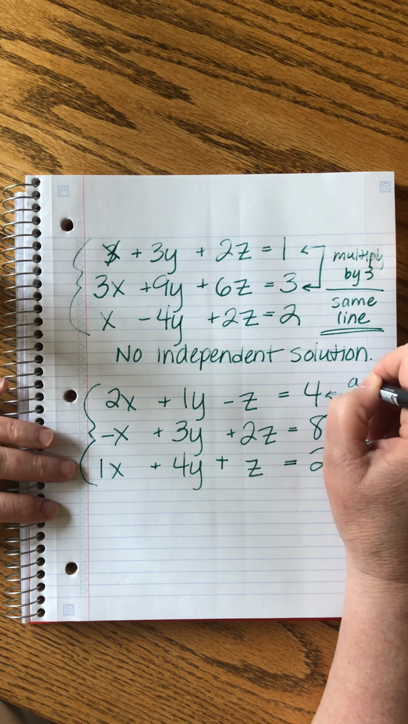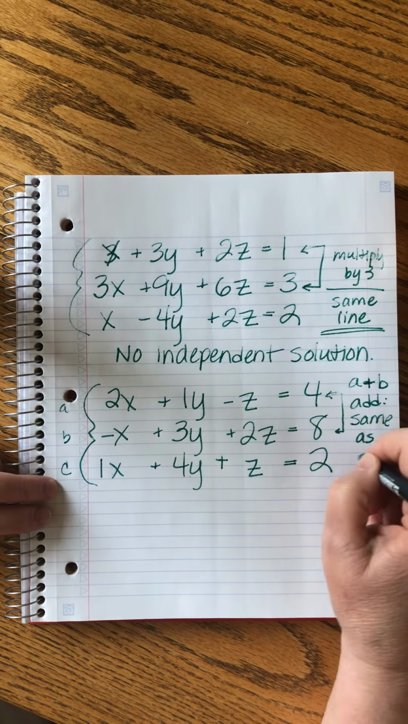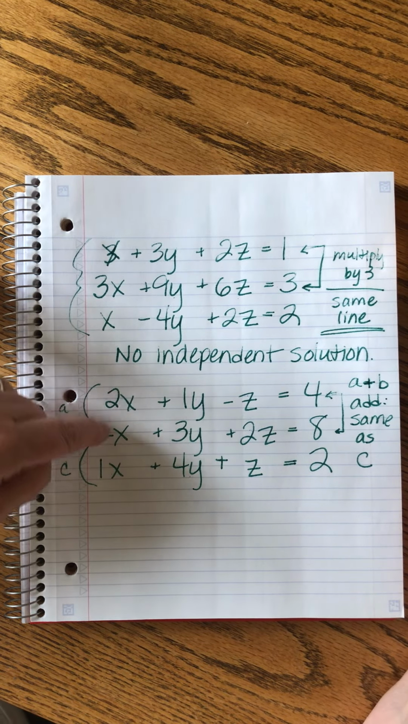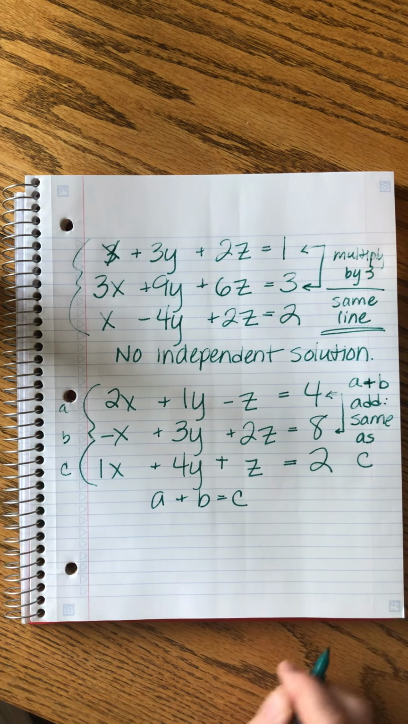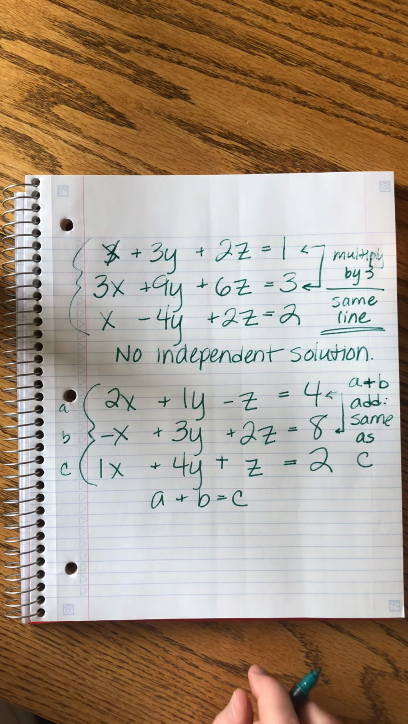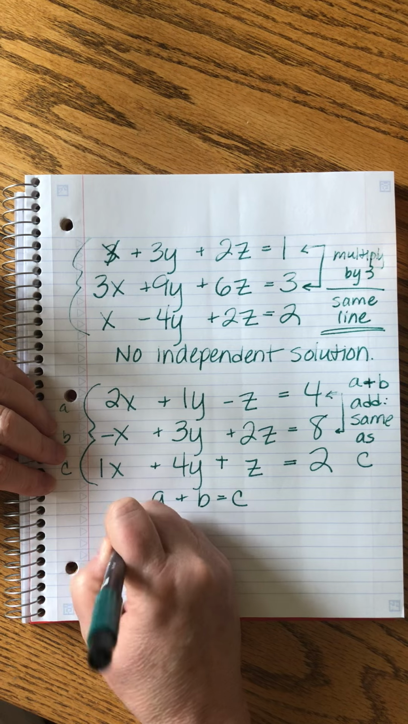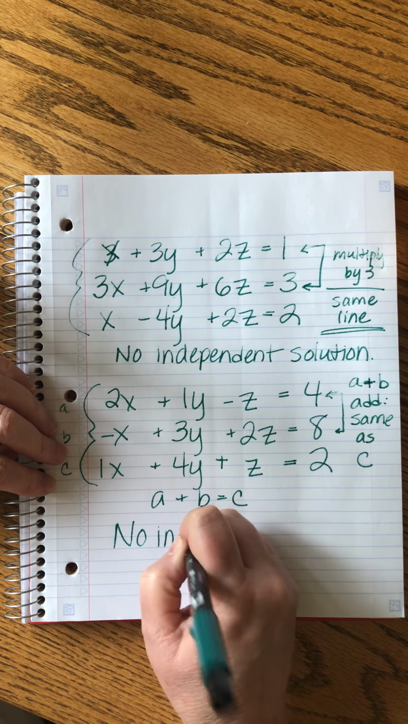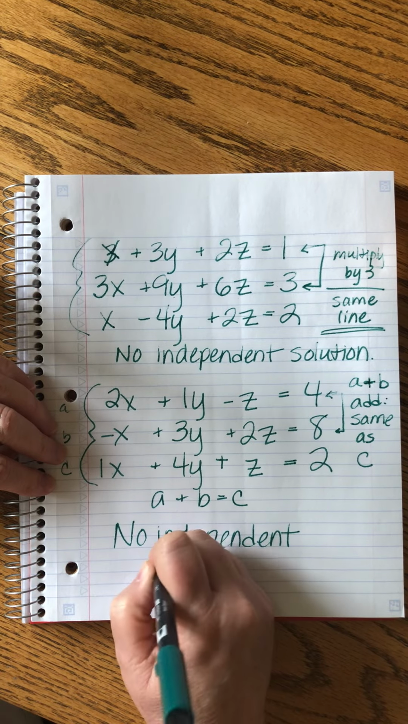if we add a plus b, remember we can call this a, b, and c, it's the same as c. A plus b equals c. What? What? What that means is that once again, we have a matrix that goes to 0, and we have no independent solution. I wrote bigger this time.